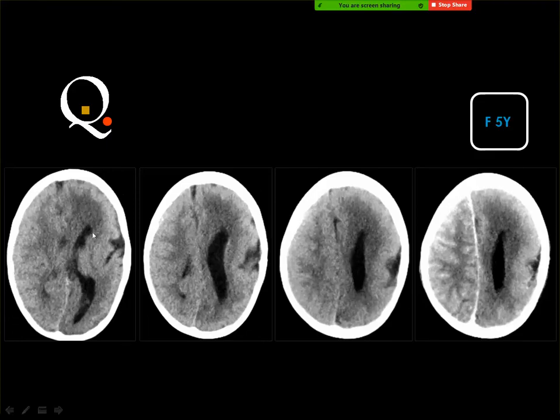You see this frontal horn? Side, left. You see this frontal horn? Yes. Yeah, what do you think?